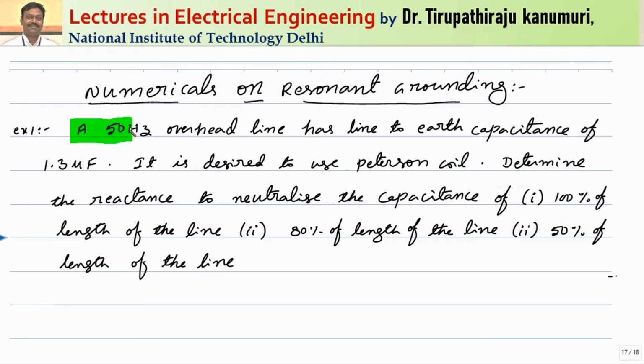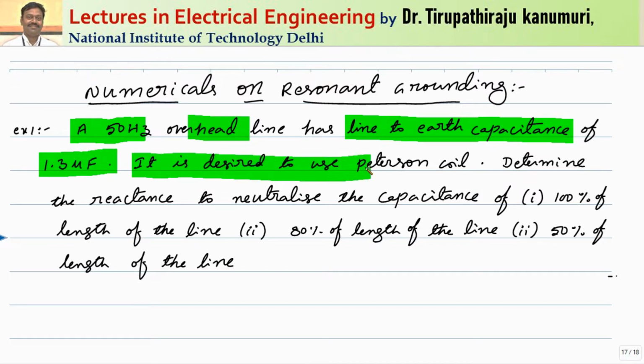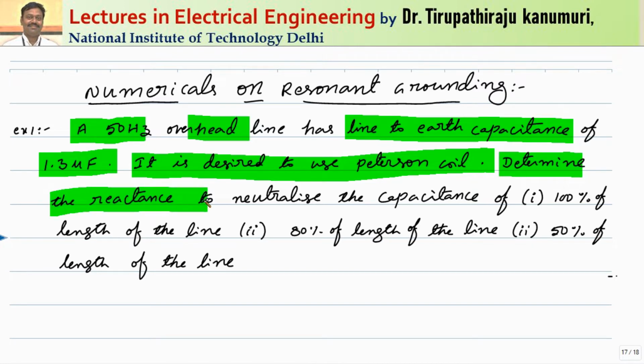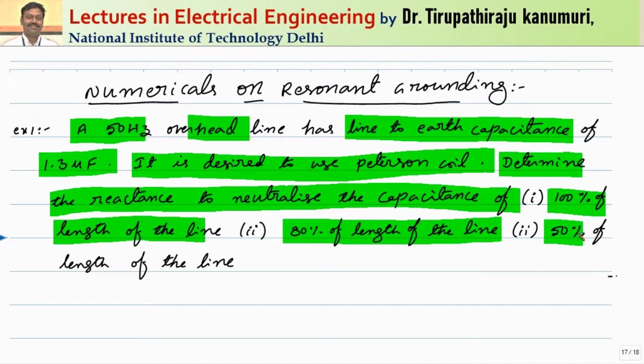A 50 Hz overhead transmission line has a line to earth capacitance of 1.3 microfarads. The total capacitance is given. It is desired to use a Peterson coil. Determine the reactance to neutralize the capacitance of 100% of the length of the line, then 80% of the length of the line, and 50% of the length of the line. So let us see how to solve this.